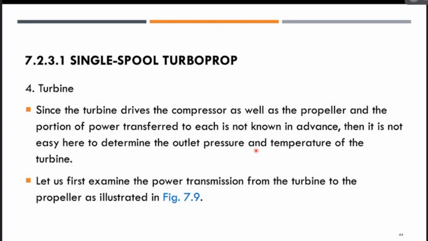Moving into the turbine, since the turbine drives the compressor as well as the propeller, and the portion of the power transferred to each is not known in advance, it is not easy here to determine the outlet pressure and temperature of the turbine. However, let us first examine the power transmission from the turbine to the propeller, as illustrated in figure 7.9.